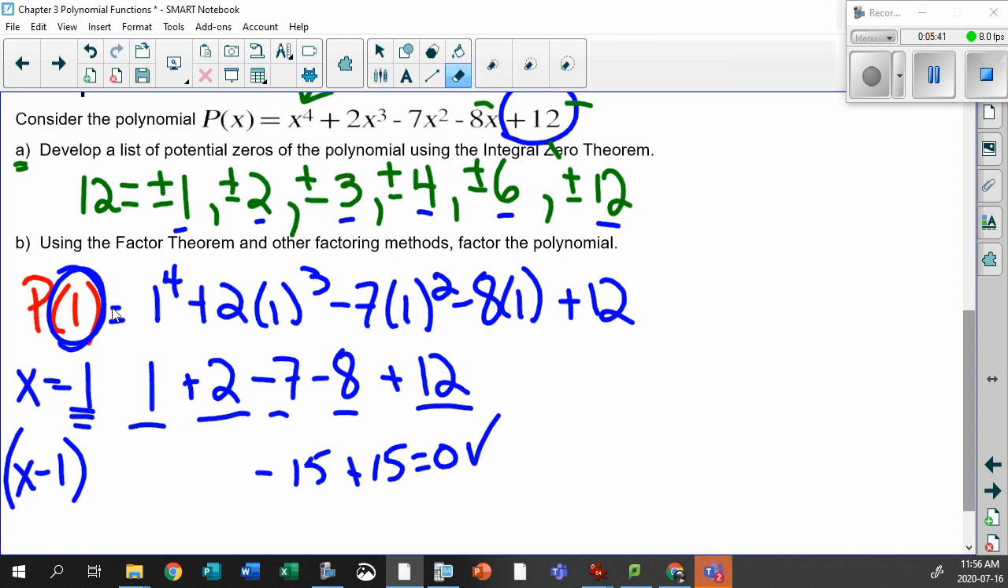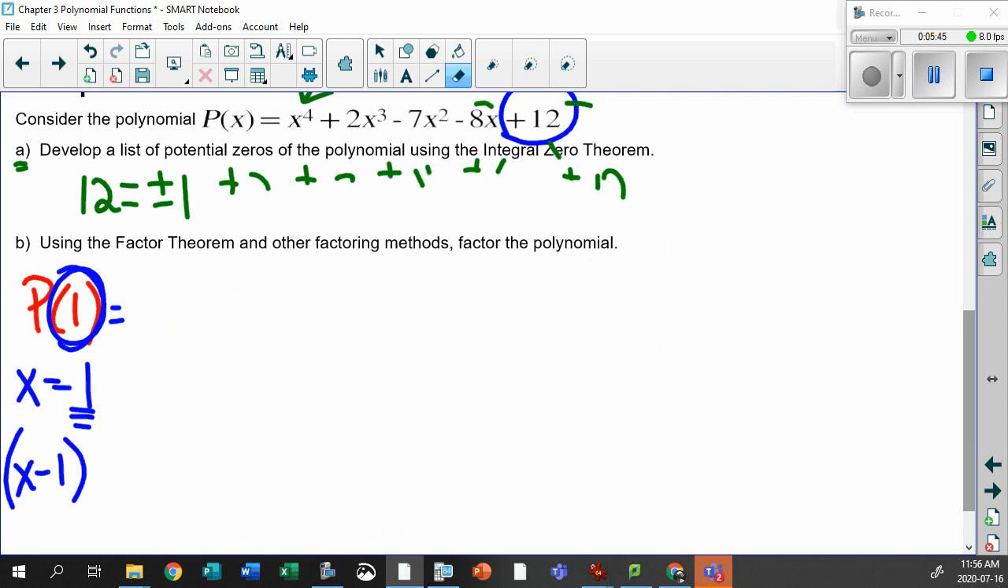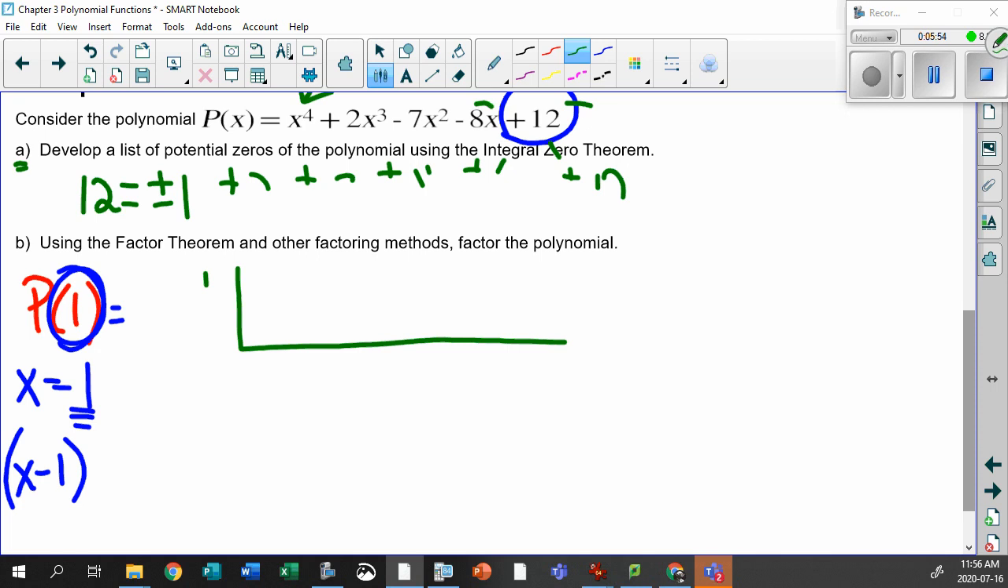Well, now that I know that 1 works, I'm going to get rid of all this. I'm going to do that on scrap, okay? And I'm going to just pop it in there. Let's see. 1 is this, okay. Synthetically divide 1, 2, minus 7, minus 8, and 12. I better get 0 down here or I did something wrong.